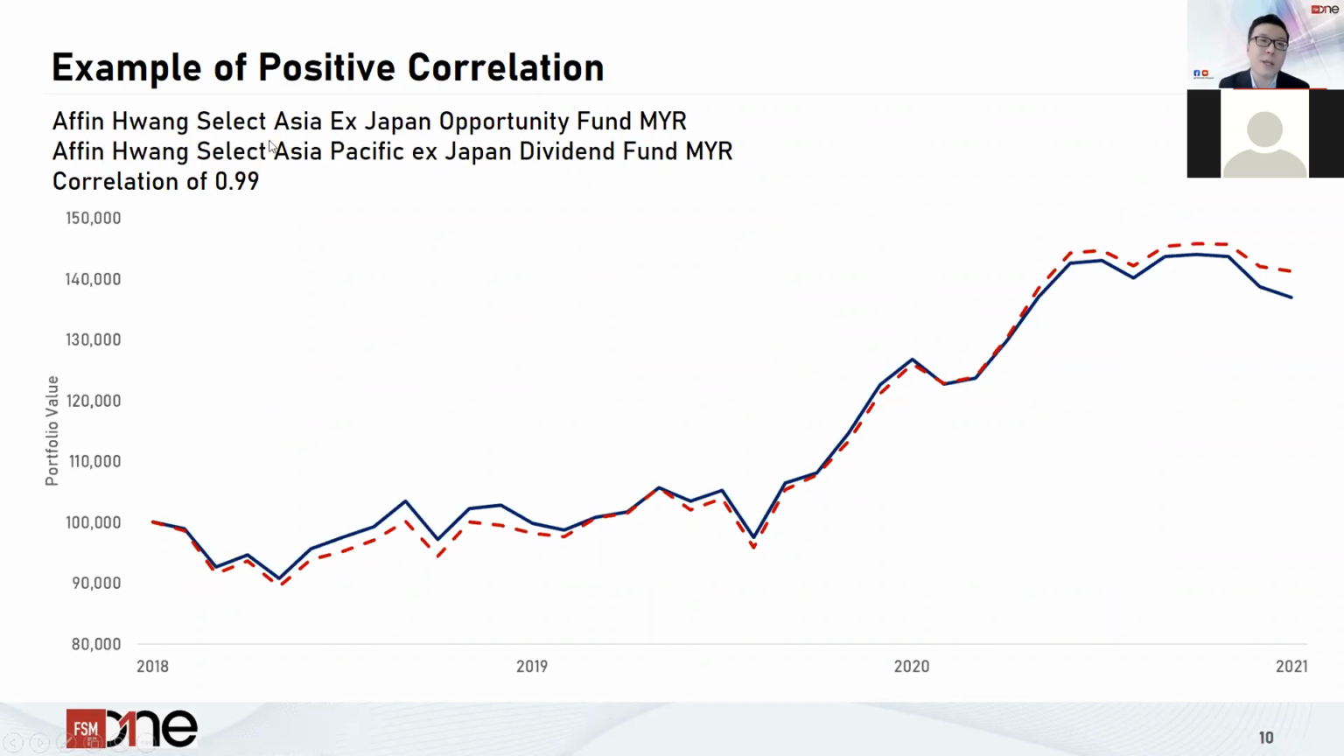So if you notice, they both invest in Asia and both invest in Asian equities managed by Affin Hwang, the same fund house. And they have a correlation of 0.99. If you remember from the previous slide, anything close to positive 1 is high positive correlation. And this is almost perfect correlation. And you can see this very clearly through the chart. You see the movement. They move very, very similarly. Okay. And this is because both invest in Asian equities and they are managed by the same fund house.